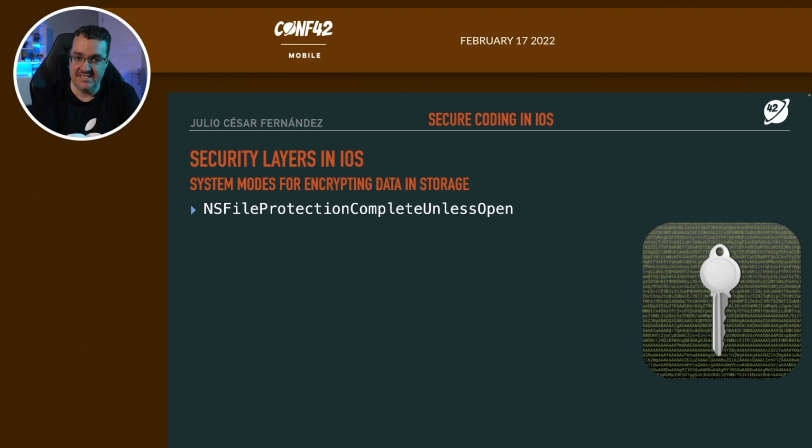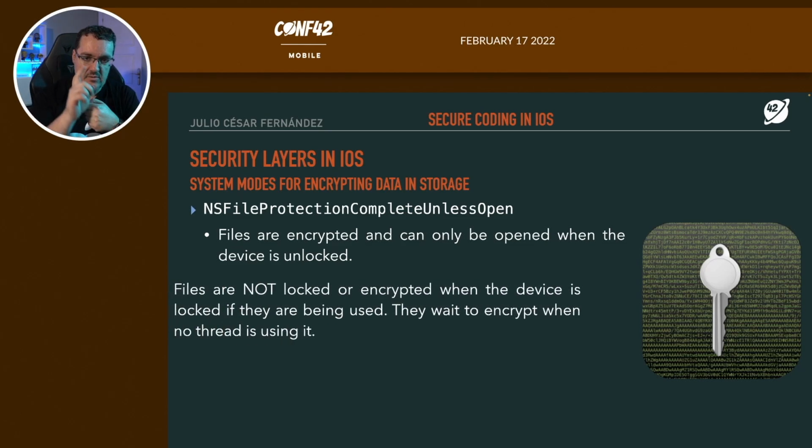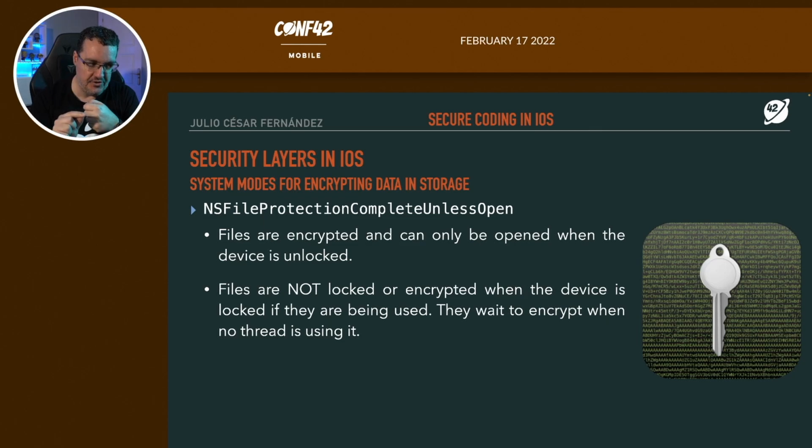The next step is NSFileProtectionCompleteUnlessOpen. In this kind of security, all the files are encrypted and can only be opened when the device is unlocked. When you lock the device, the file is encrypted and is not accessible to any app or any process in the background. But there is one exception. Files are not locked or encrypted when the device is locked if they're being used. They wait to be encrypted until no thread is using them.